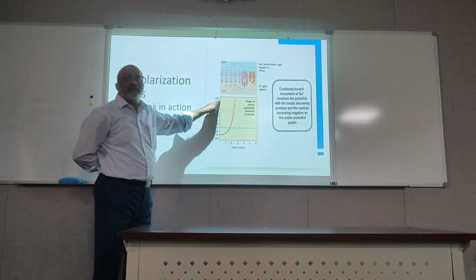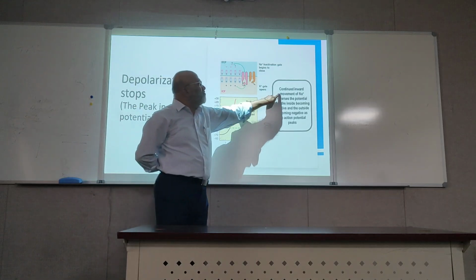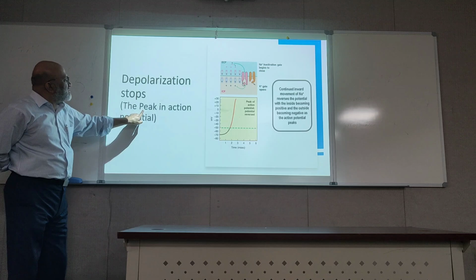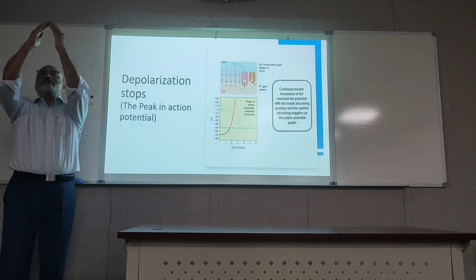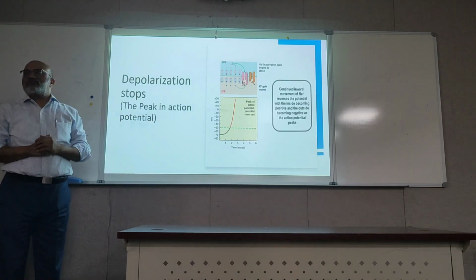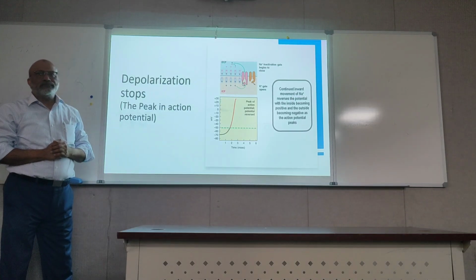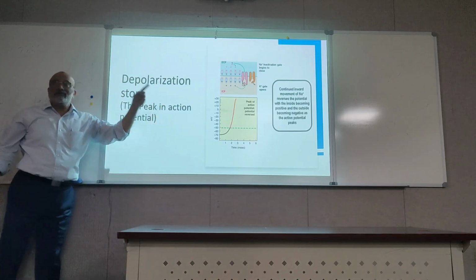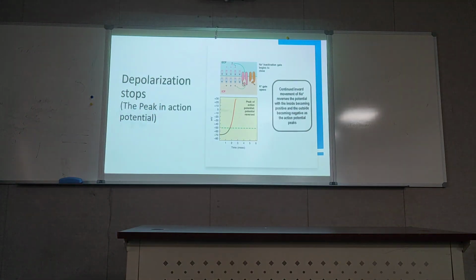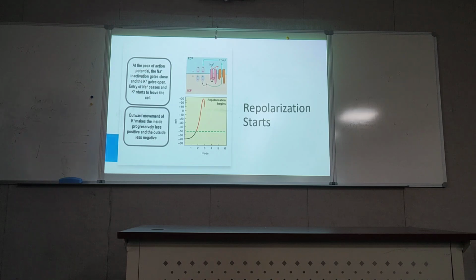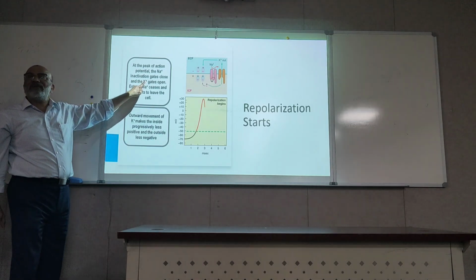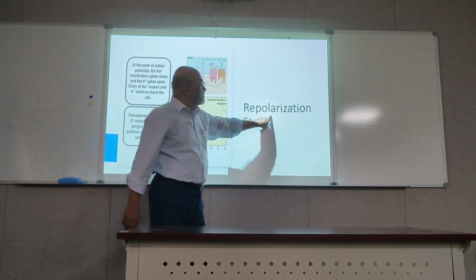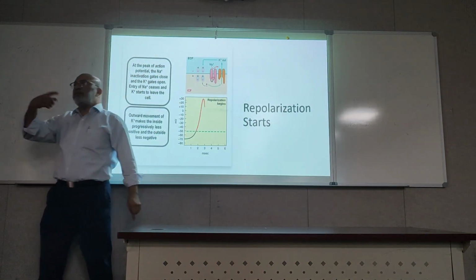When it reaches the peak, plus 30, the sodium movement stops. So when the sodium movement stops, we say this is the peak. You know peak? Highest point. So this is the peak. It has stopped. But what happens here? Remember? Potassium channel opens. So when the potassium channel opens, the potassium goes out. What is the name of the process?